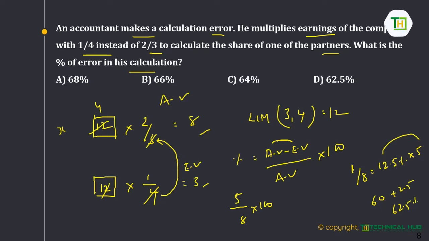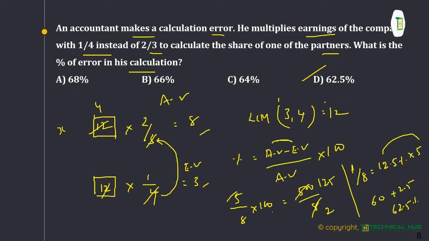Or how can you calculate it? You have to multiply 5 into 100, so 500 by 8. To simplify that, you will get 62.5. So instead of doing 500 by 8, you know the 1 by 8 value, and you want 5 times of that value, which is 62.5. If you have confusion in this method, multiply 5 into 100, so 500 by 8, and simplify with the 4 table. You will get 125 by 2, which is 62.5.